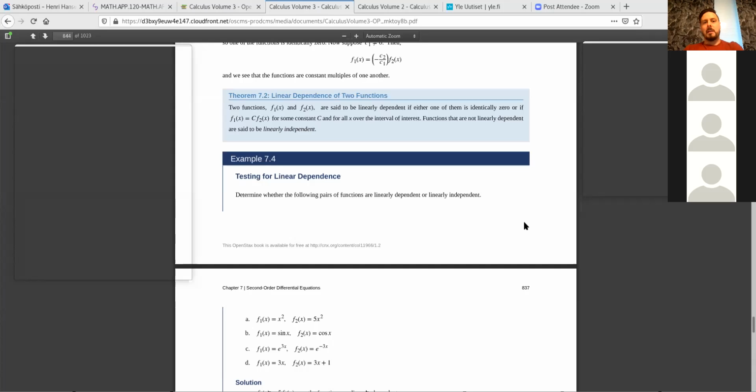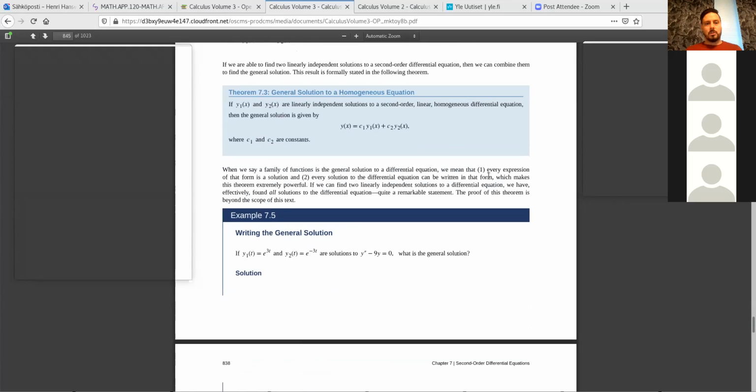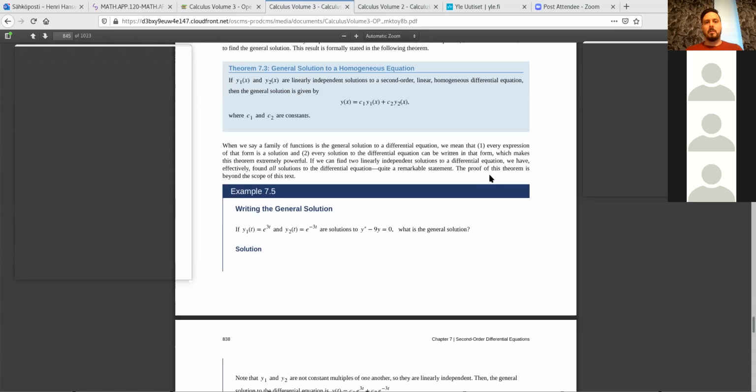Two functions are said to be linearly dependent if one of them is identically zero or if one is a constant multiple of the other. This is the simplest case, but of course there may be several that are linearly dependent. Not going to go there in too great detail, but if we look at the general solution of the homogeneous equation of the second order, there will always be two linearly independent solutions. And conversely, if we find two linearly independent solutions, then all solutions can be found by varying these two solutions and adding them together.